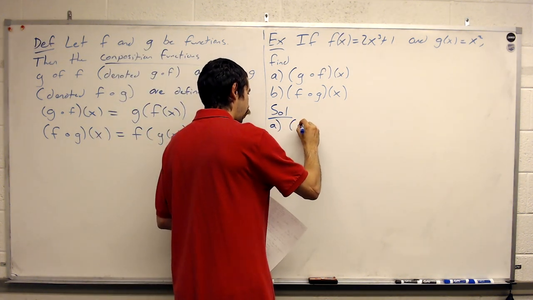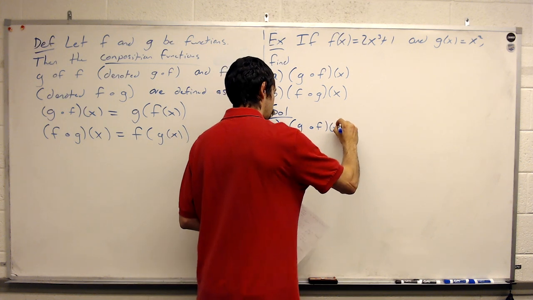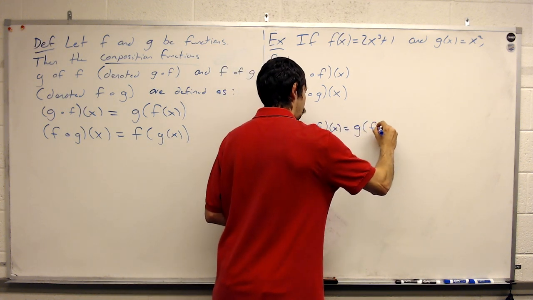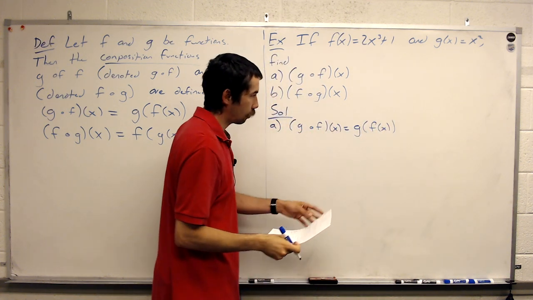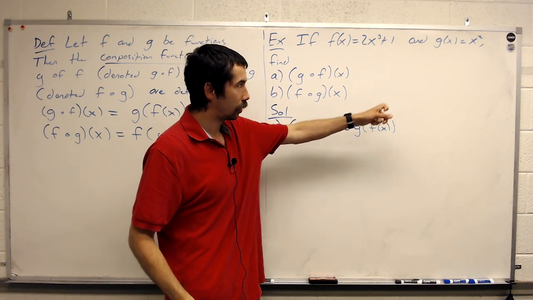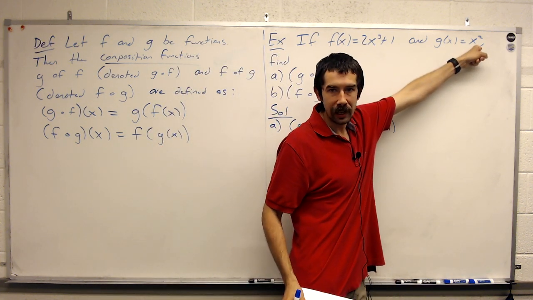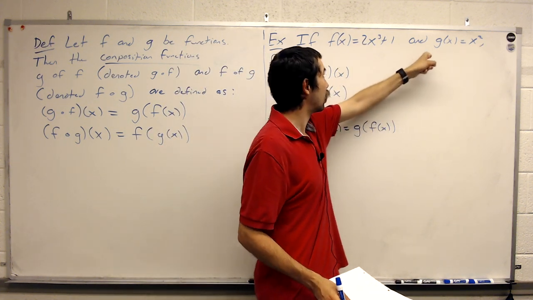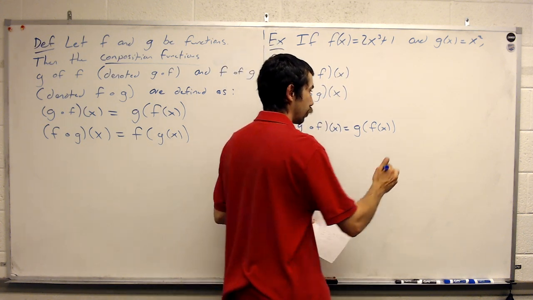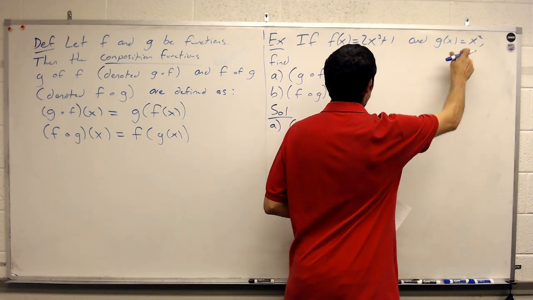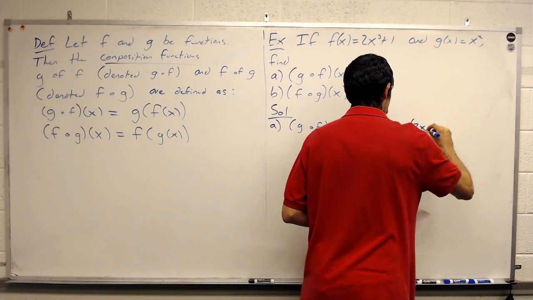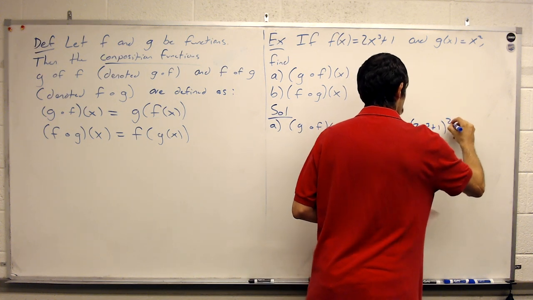So g of f, right, is g of f of x. We take our g function. Wherever we see an x, we replace it with the entire f function. All right, so we have one x here. So it's 2x to the third plus 1, squared.